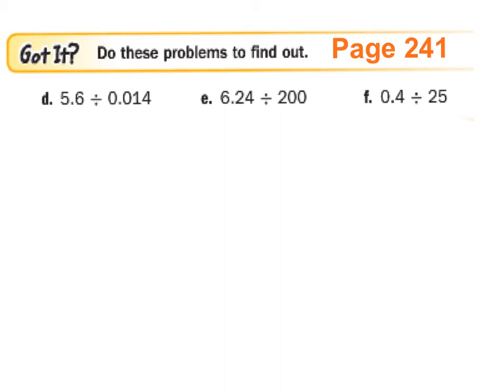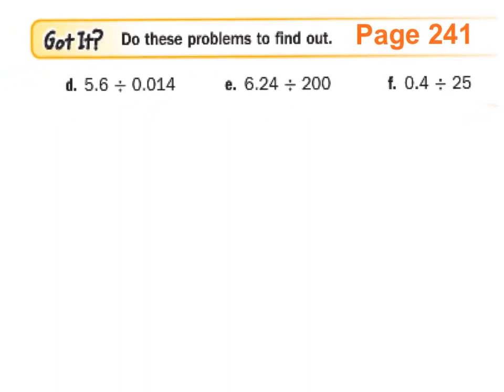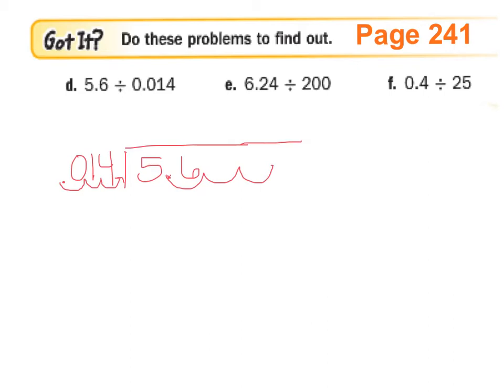So we have 5.6 divided by 0.014. So I can't have a decimal in my divisor. I got to move it over 1, 2, 3 spaces. So I'm going to take this decimal and move this one over 1, 2, 3 spaces. And then I have these empty swoop marks. Empty swoops I got to fill in with zeros. And then I'm going to make sure my decimal's here. I'm going to put my decimal up on the answer line right away.